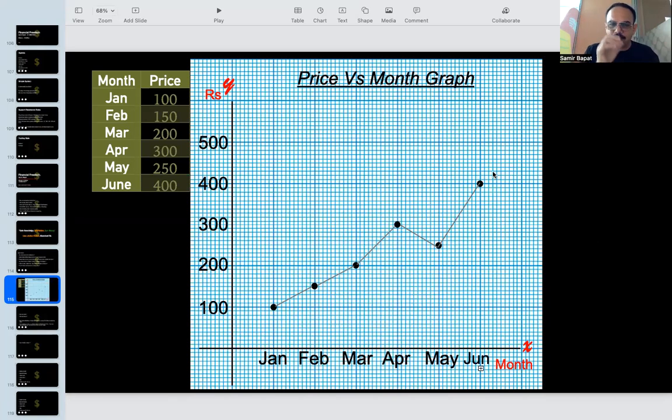Everyone agrees that when you see a picture, in a flash of a second, you can make out, okay, 4 months the price went up, 1 month it went down, and it went up. So simple. Interpretation of data has become so simple as soon as it is converted into a picture. That's why we need to study the graphs, need to study the picture more and more, and it's converted into a picture because it makes it easy to interpret.